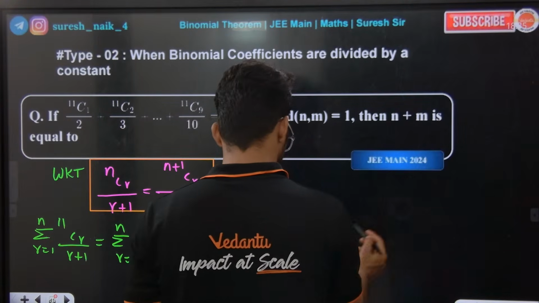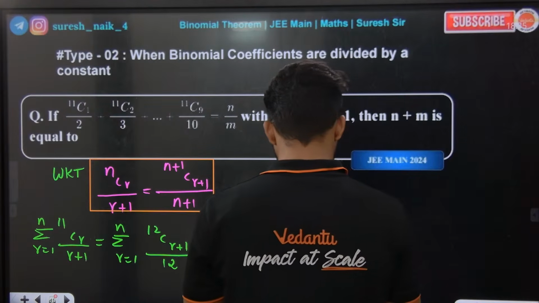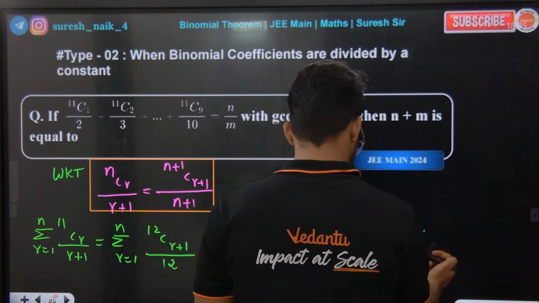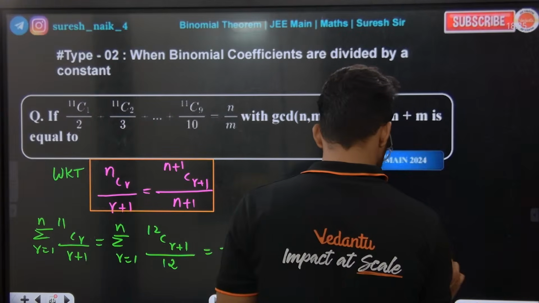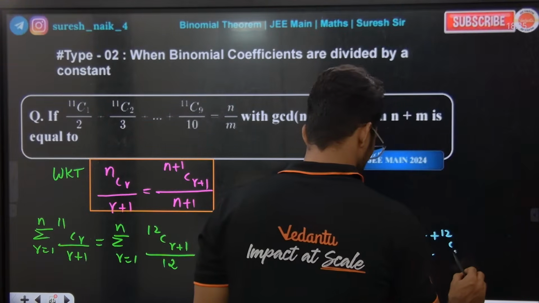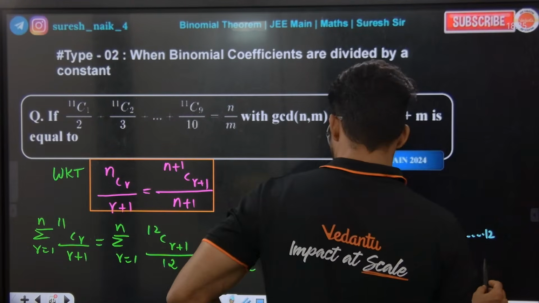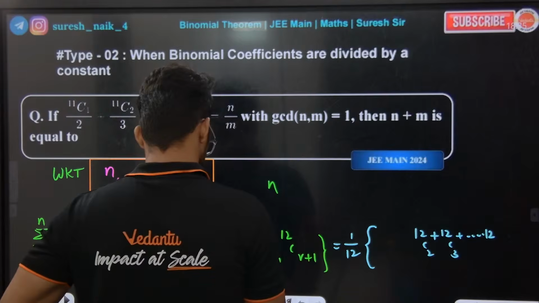So let me write over here 1 by 12 as it is. I am putting r value 1, 12c2 will come, r value 2 put 12c3 and so on till 12c n, that is 11, n is 11 here, right?